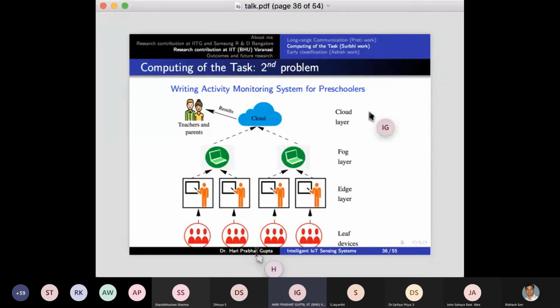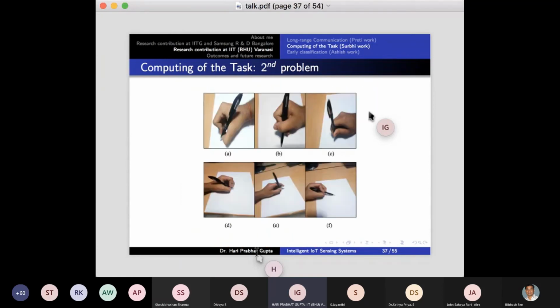So this solution we use for writing skill monitoring for play school, for Montessori, where the kids are 3 or 4 year old babies. Their main objective is properly gripping the pencil. Their objective is not writing skills, monitoring and other things. So we check whether they are properly gripping the pencil or not.